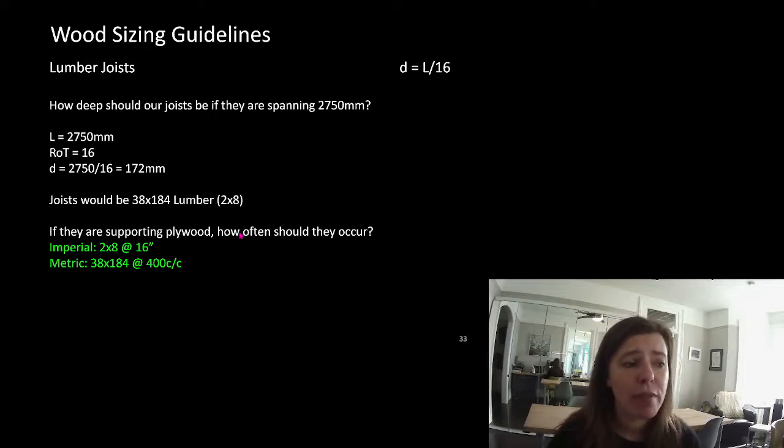If this was supporting plywood, how often does it occur? I already asked you this. It's 16 inches on center. So if you were writing this in a metric project or an imperial project, we would write it as a 2x8, knowing that it is not 51 by 203. It is actually 38 by 184 because it's actually 1.5 by 5.5 in dimension. So a 2x8 at 16 inches on center, or a 38 by 184 at 400 millimeters center to center.